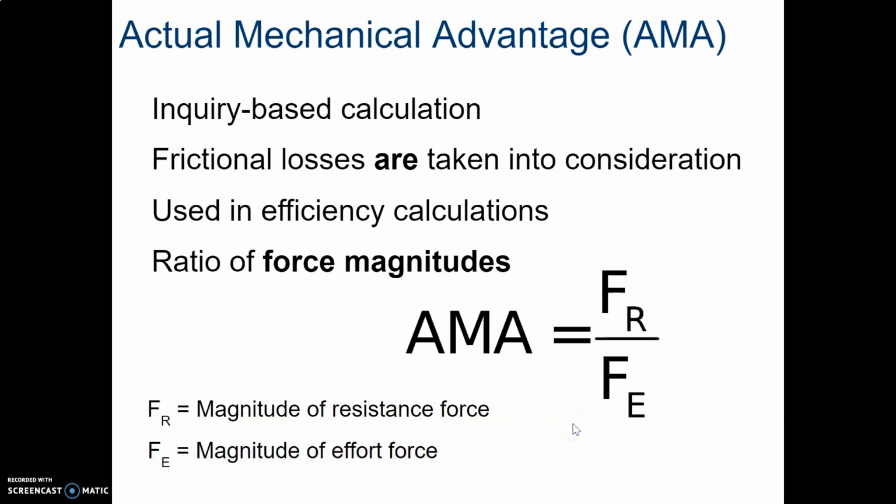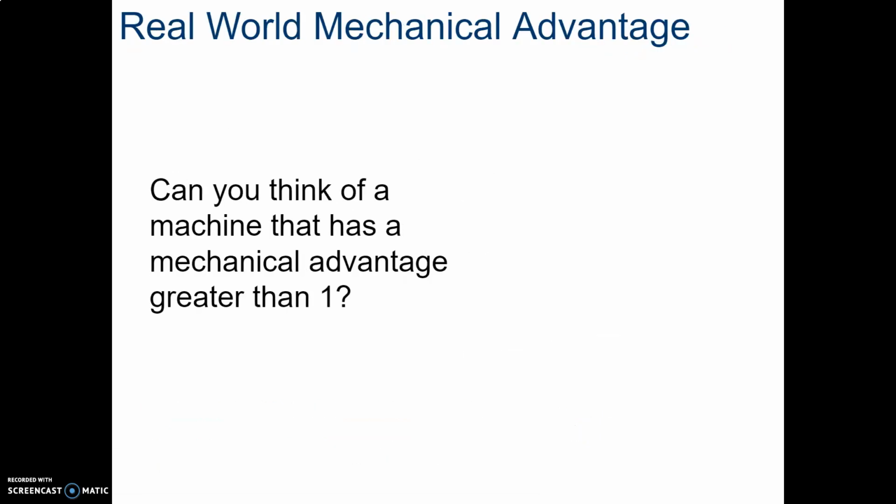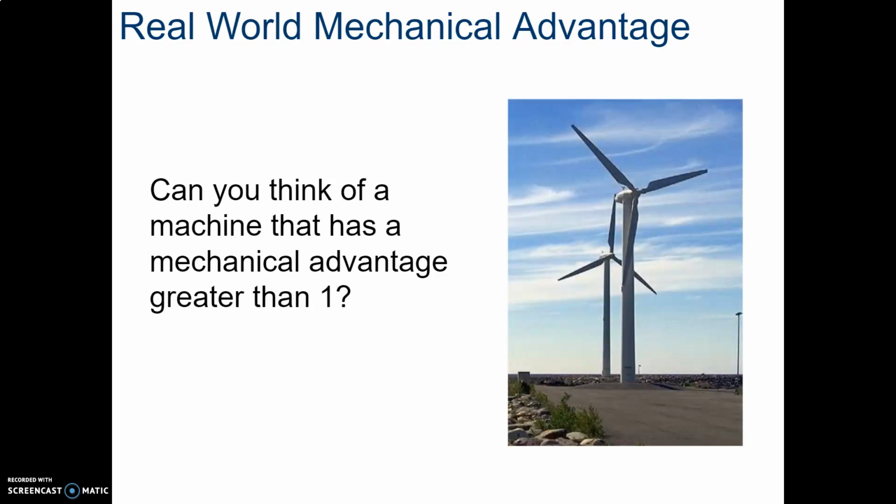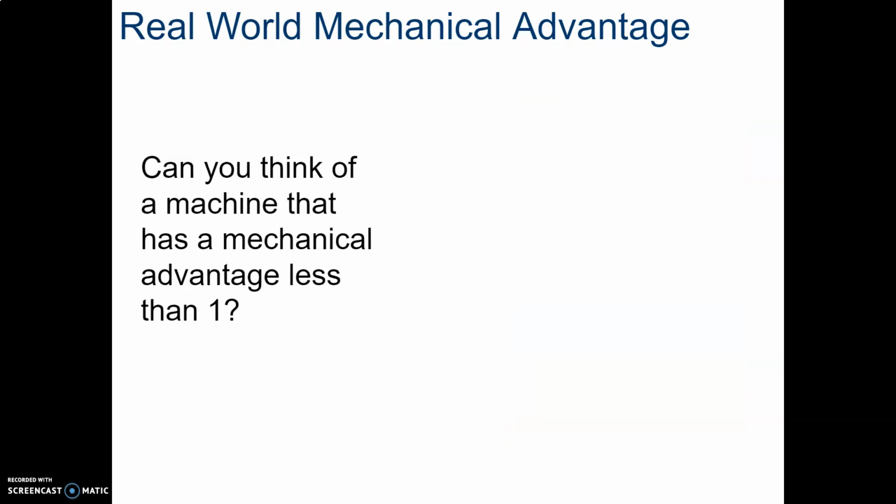Okay, so IMA and AMA. Can you think of a machine that has a mechanical advantage of greater than 1? The example in the PowerPoint is those wind turbine blades. You have a very large wheel and a very small axle. That's a wheel and axle. And basically what happens is as those propeller blades turn, they're creating much more torque, much more speed also in there to turn a generator.